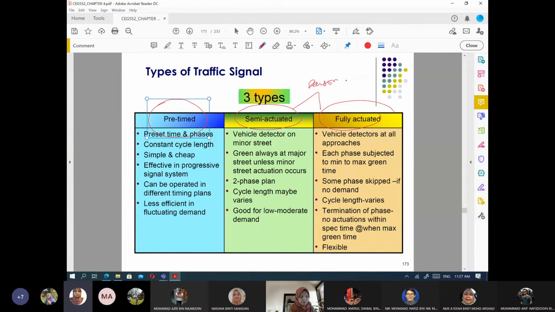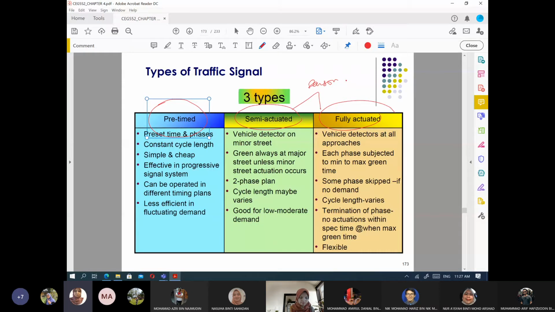Right. Okay, for semi-actuated, vehicle detected on minor street. So saya kata tadi sensor diletakkan di minor street because of green light will only turn on the minor road when there is a sensor, there is a vehicle passing. Okay, so kalau tak ada vehicle passing setengah jam, so setengah jam lah lampu hijau tu akan diberikan pada major road. Green is always at major road street unless minor street actuation occurs.